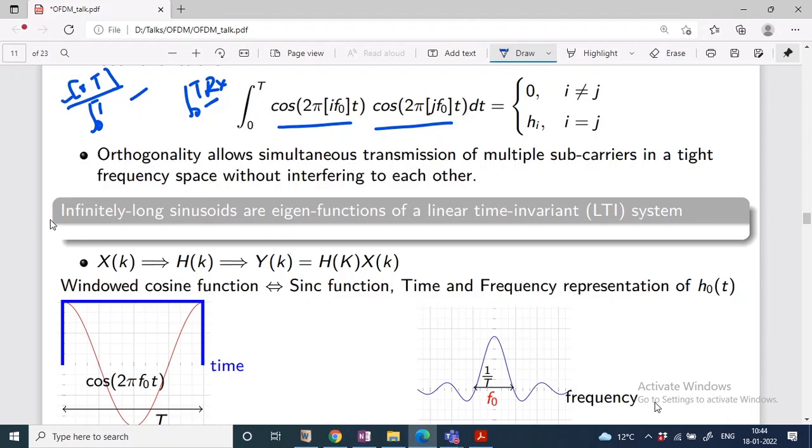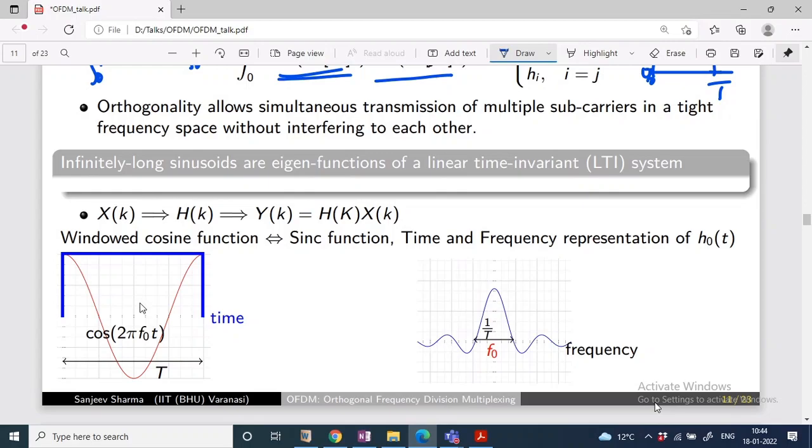Now, the question is about this cosine signal's frequency spectrum. This frequency spectrum is valid for infinite duration cosine signals. But practically we cannot have an infinite time frame. It is just 0 to T. So you have to truncate these cosine signals. How to truncate these cosine signals?